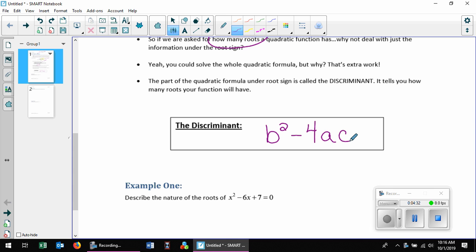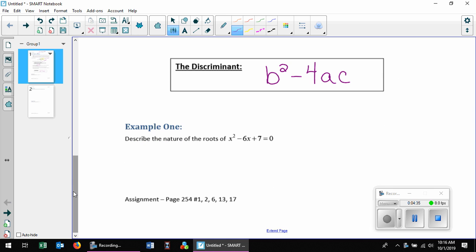Okay. So we may ask it to you in a weird way. Describe the nature of the roots. Describe the nature of the roots just means how many. Okay. I don't know why we just don't ask it to you in plain language. What do I know? How many? All right. So you mathematical wizards. How many?